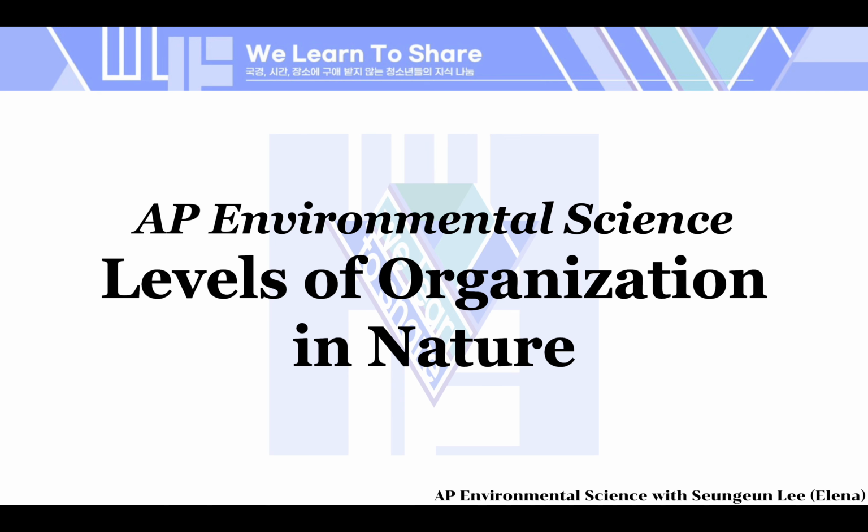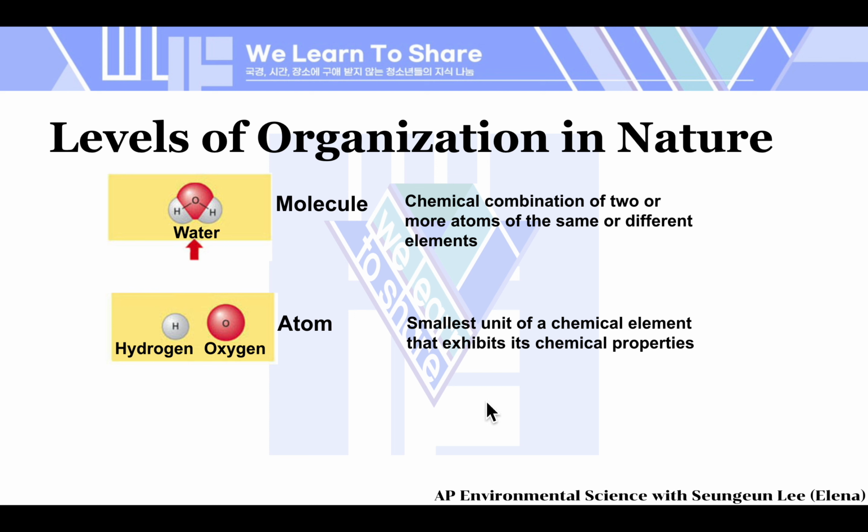So in this video, we're gonna go over levels of organization in nature. Basically, we'll start from the very first level, or the basic level, of the organization in nature. So we first have something called an atom. And these are something like hydrogen and oxygen. And this is the smallest unit of a chemical element that exhibits its chemical properties.